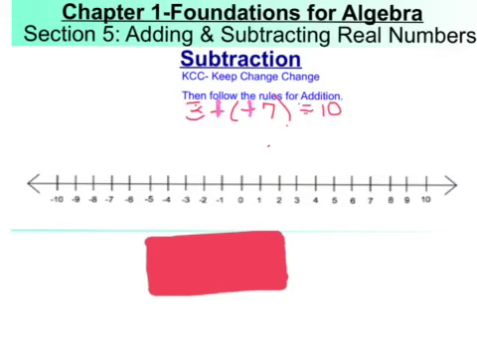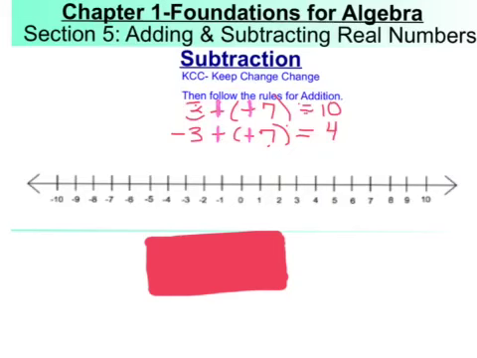Now if we have negative 3 minus negative 7, keep the sign of the first, so this remains negative. Change subtraction to addition. Change the sign of the last. So now we have two numbers with different signs, a positive and a negative. So we're going to find the difference, which is 4. And then we're going to take the sign of the bigger number. 7 is the bigger number, so it remains positive.